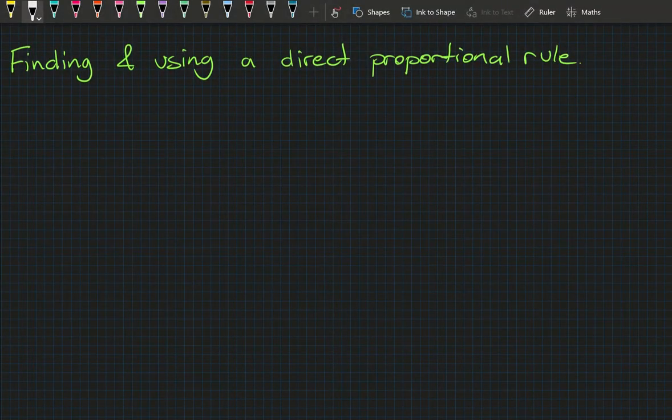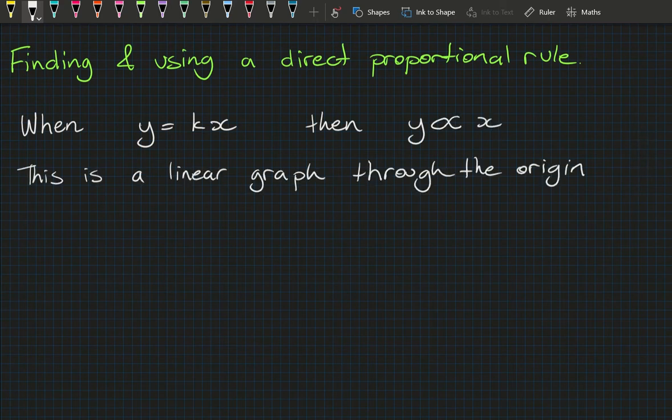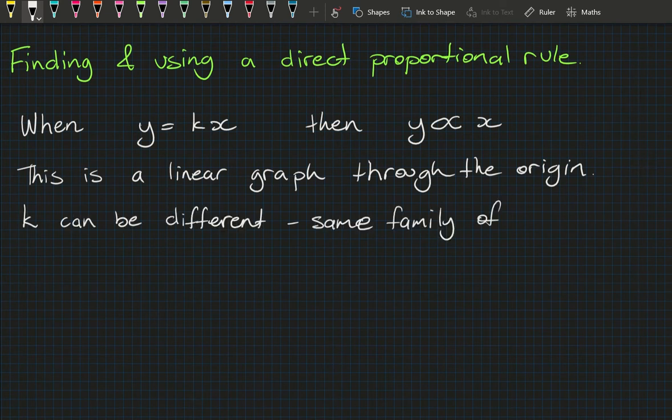When we have 2 variables, x and y, and y is equal to k times x, we describe that as y is proportional to x. So this will just be a linear graph that goes through the origin, and it doesn't matter if k is different, it'll always be the same family of graphs.